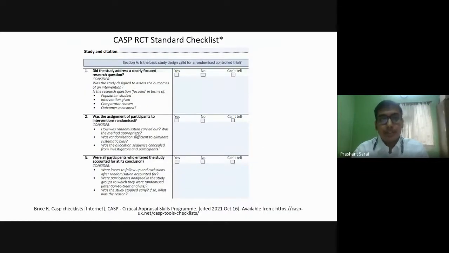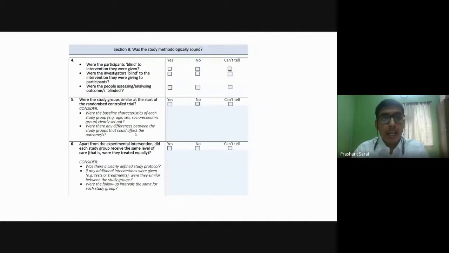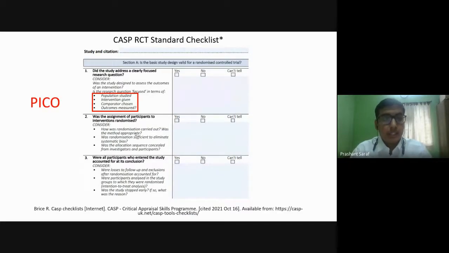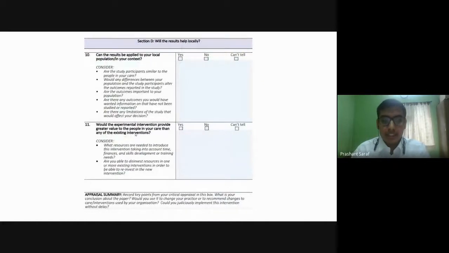Apart from this, I have also referred to the CASP RCT standard checklist. CASP stands for the Critical Appraisal Skills Programme, and various checklists are available for the different study designs. So I have referred to the RCT checklist. At the end of the presentation, we will see how we get all these points. The first point is the PICO that Shruti has mentioned. P stands for the population studied, I for the intervention given, C for what the comparators were chosen, and O means the outcomes. It is an 11-point checklist.